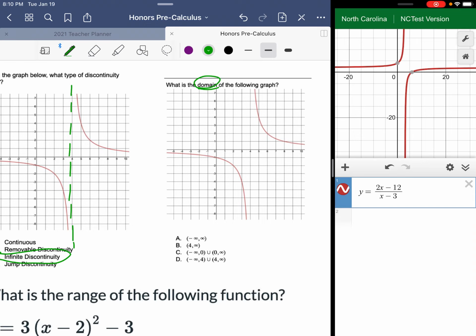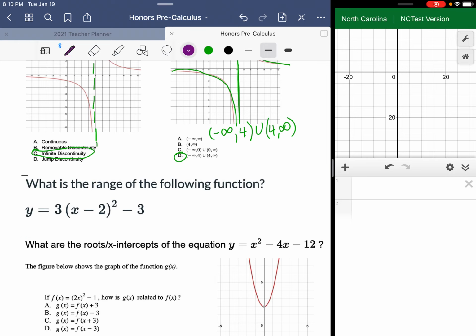Now it wants to know the domain. We figured out that we have a vertical asymptote at 4. That means 4 is not part of the graph. So we're going to come from negative infinity and approach 4, and then we're going to pick back up on the other side of 4 and go to positive infinity. So the correct answer here is D.